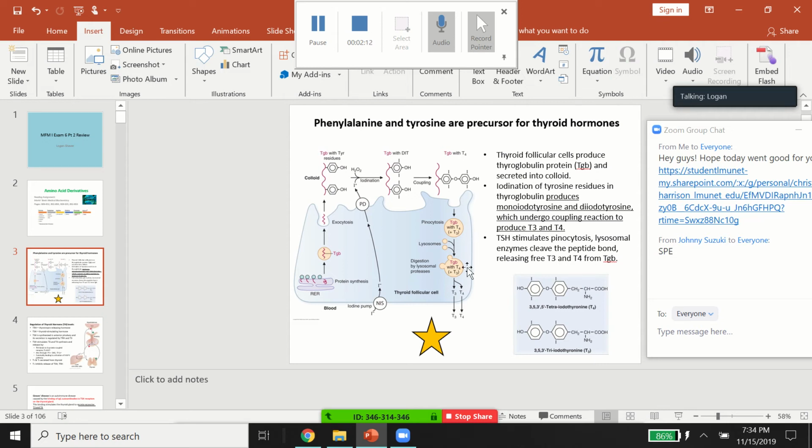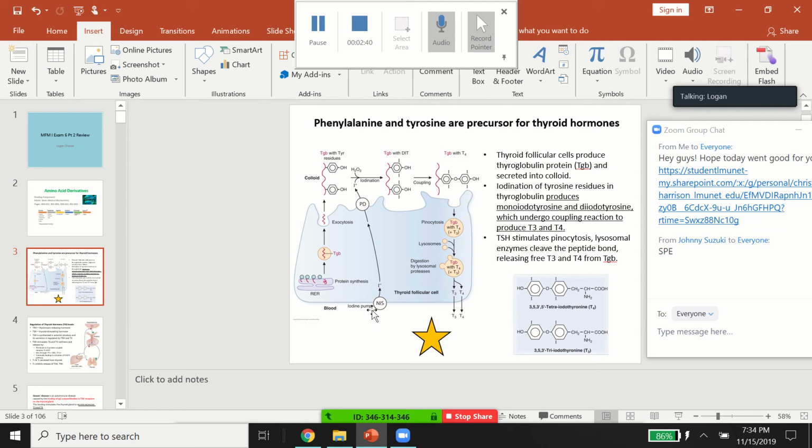So the thyroid follicular cells produce this TGB, the thyroglobulin protein, and that's secreted into colloid. The colloid part's not all that important, but you do need to know that these thyroid follicular cells are what produce TGB, and thyroid hormone, of course, using TGB. Anyway, you have iodination, which is basically adding iodine onto tyrosine residues of thyroglobulin.